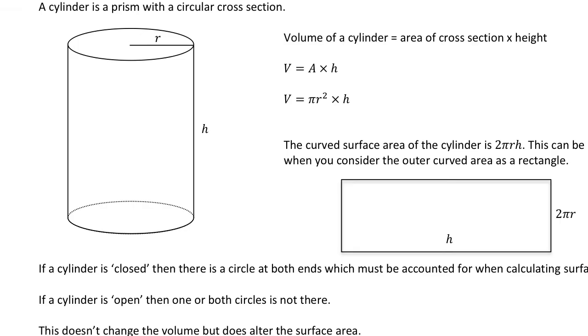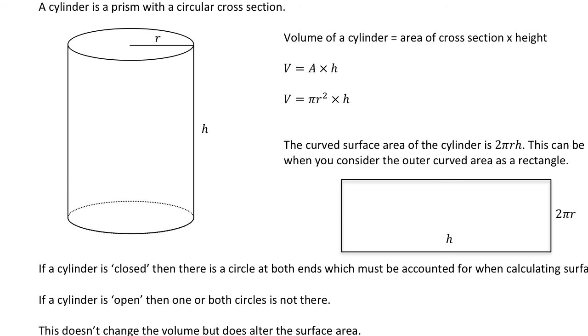A cylinder is a prism which has a circular cross section. So if we take thin slices along the height, then we'll always get a circle as a cross section. So we know the volume of a prism is area times height, or area times length, and the area of this cross section is a circle, which is pi times r squared. So then the volume of a cylinder is pi r squared h.